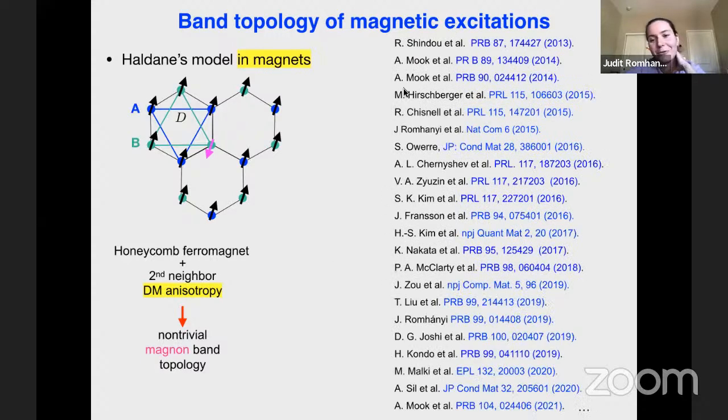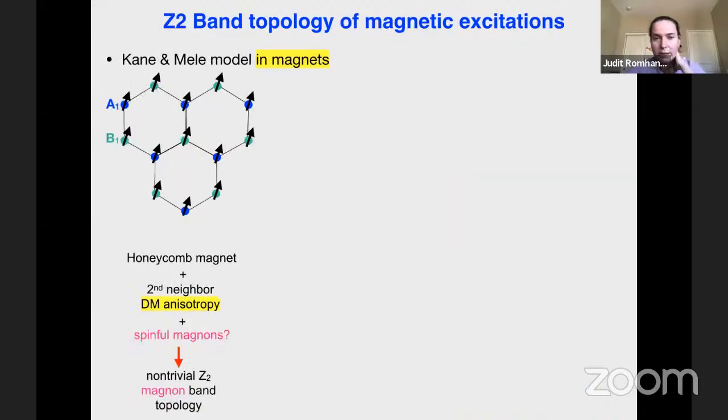So here I just show a few of the works that have been done on this topic, whether we can have different kinds of topologically non-trivial bands of magnetic excitations, and this list is not at all complete, and I apologize for that. But there are so many works done in this direction that it's impossible to list all of them here. So it's a relatively new field, looking for topologically non-trivial bands in magnetic excitations, but it's growing really, really fast.